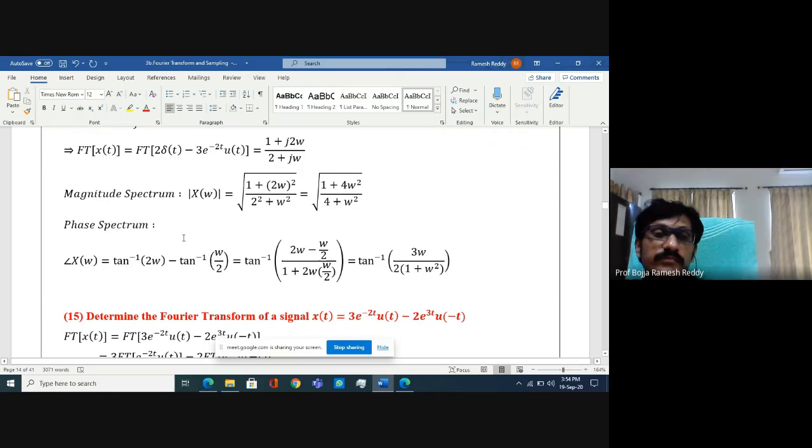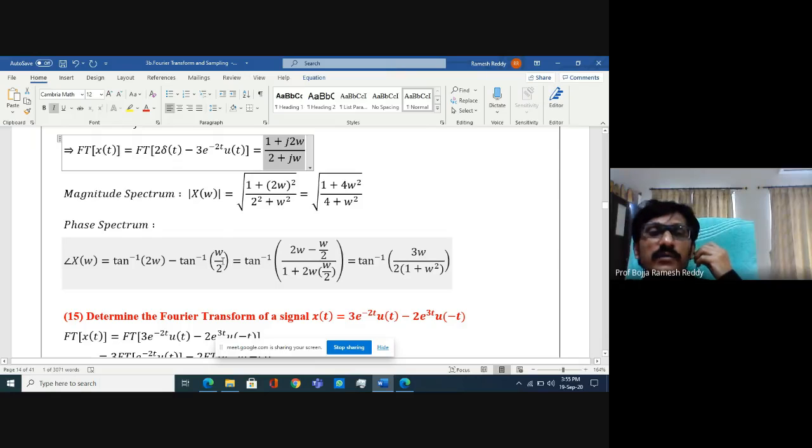Similarly, phase is the phase of the numerator minus the phase of the denominator. Phase of the numerator is tan inverse of imaginary part by real part. What is the imaginary part? 2ω. So tan inverse of 2ω by 1, minus tan inverse of ω by 2. Take the difference between these two. We can leave it here itself, but if the options are different from this answer, then we have to use the formula.